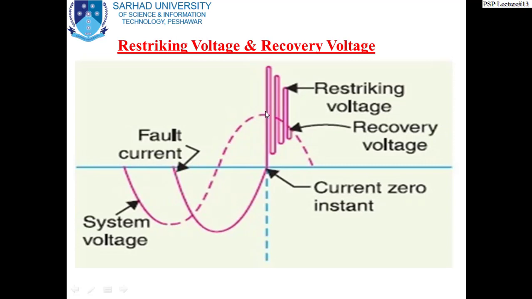naturally the voltage will be with the system voltage, right? When you have a circuit and the current is flowing, we have the same, but when the current becomes zero, the voltage will be equal to the system voltage. Now, at this particular instant, the current zero instant, which is marked here, is the instant at which the arc is extinguished, because this current is flowing in the arc.